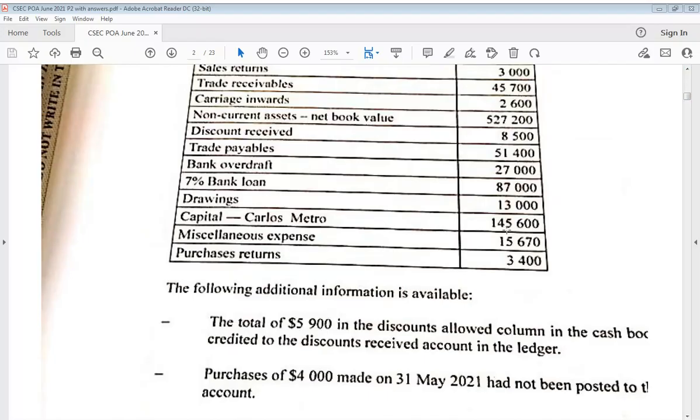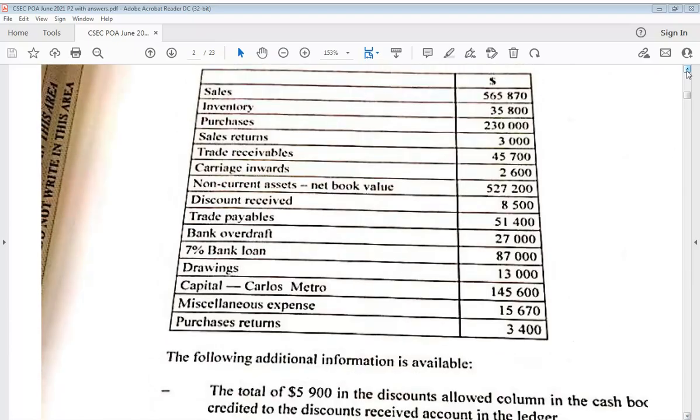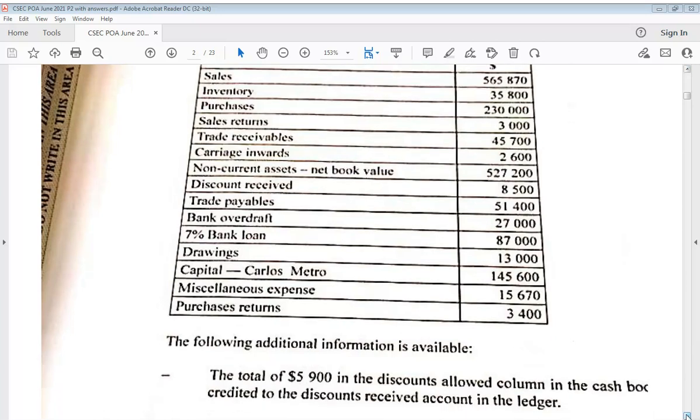8,500. We're going to deduct 5,900 from that, and that would give our figure that we would represent in the trial balance. Also, it said purchases of $4,000 was made and had not been posted, so there was an undercast. What we simply do is add that 4,000 to the purchases figure of 230,000. So in our trial balance, we would have $234,000.